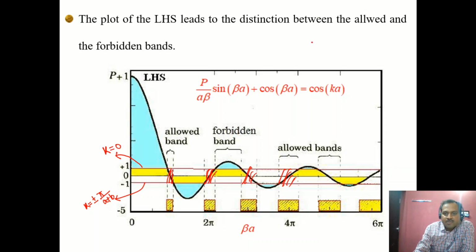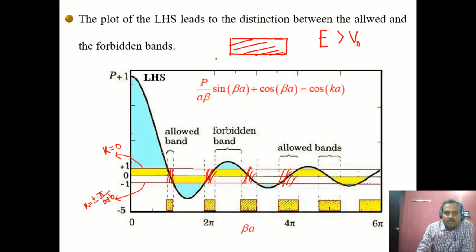When E becomes very large compared to the strength of the potential in which the electron is moving, the width of the allowed band is very large. So we can say that it is almost a continuum region when the energy of the electron is very large.